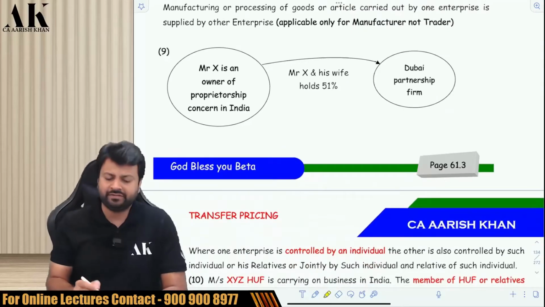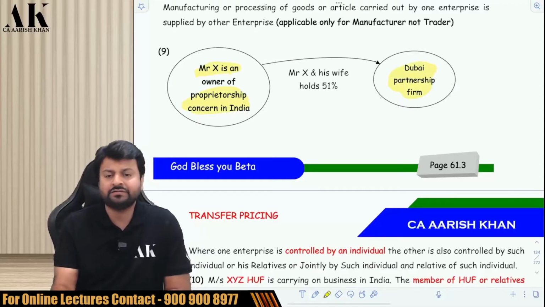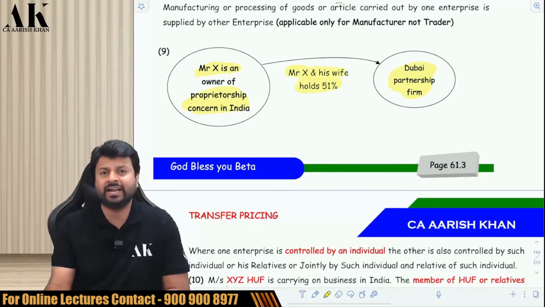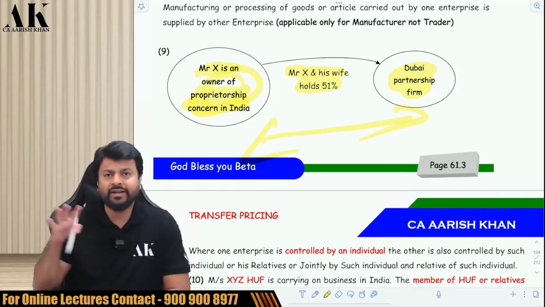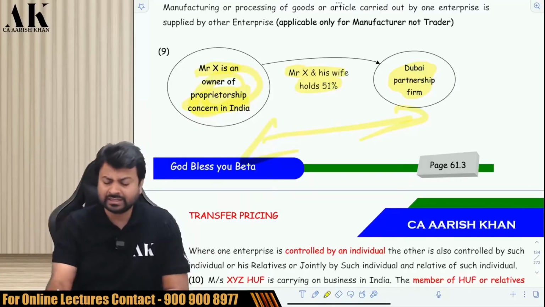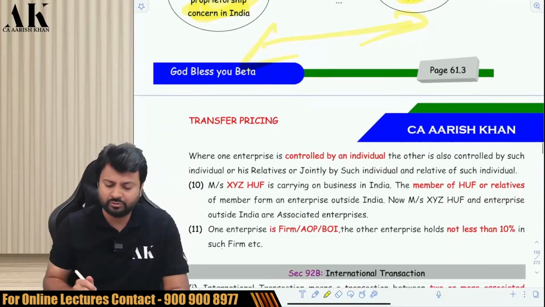Next one is for individual. One entity is controlled by an individual and another partnership firm is controlled by the individual and his relative. So then both of them are deemed to be associate entity. One entity is a sole proprietor. Another entity is a partnership firm which is controlled by me and my wife only. Then we both are also deemed to be associate enterprise.